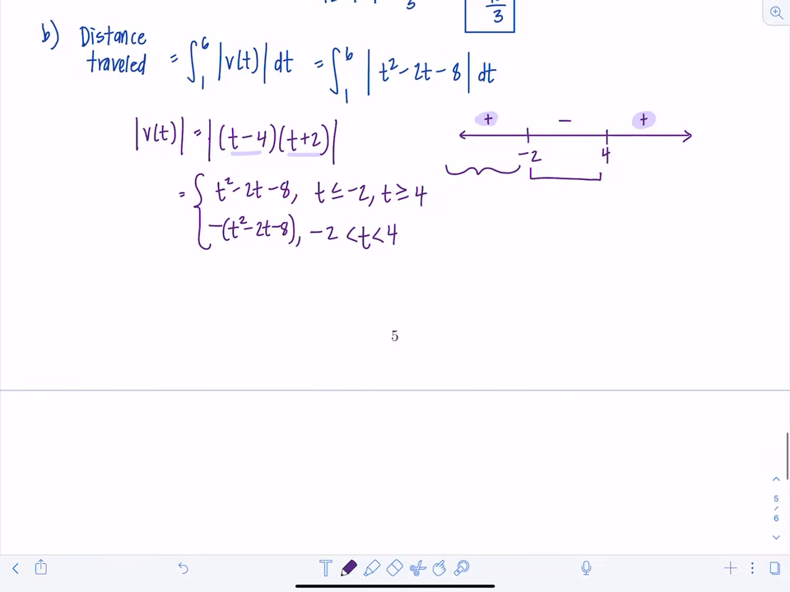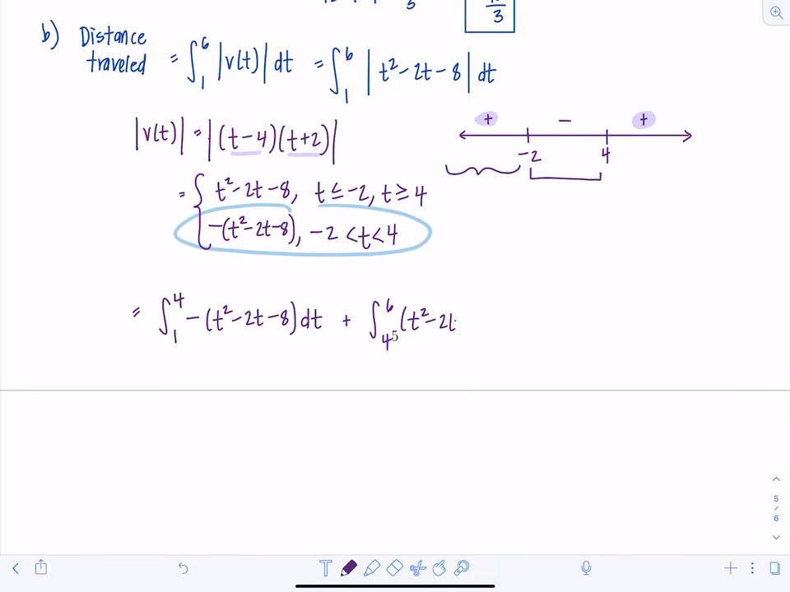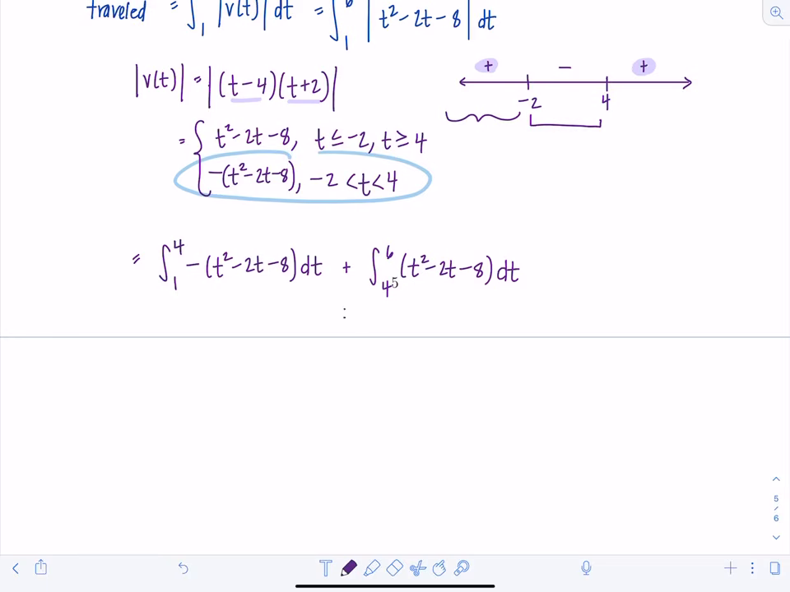Okay, so now let's set up our integral appropriately. So from 1 to 4, the function is defined how? The function is defined as the opposite of t squared minus 2t minus 8. So I'm going to have the integral of negative t squared minus 2t minus 8 dt, do not forget the dt, plus the integral from 4 to 6, and then I don't need a negative, of t squared minus 2t minus 8 dt. Okay, and then from there the process is pretty similar. So you can just complete the anti-differentiation and you get 98 over 3.